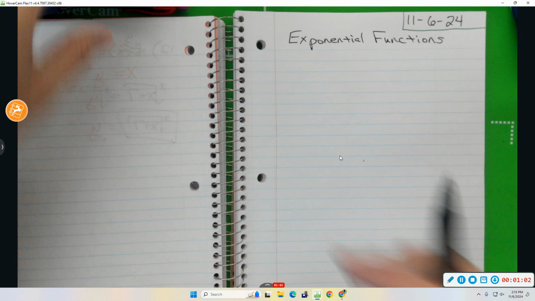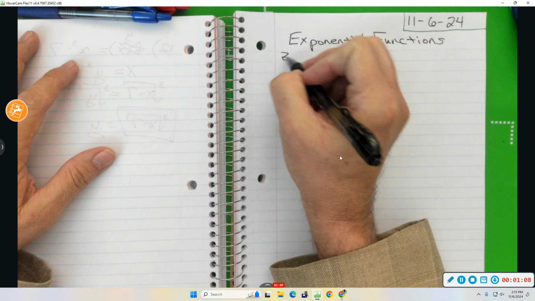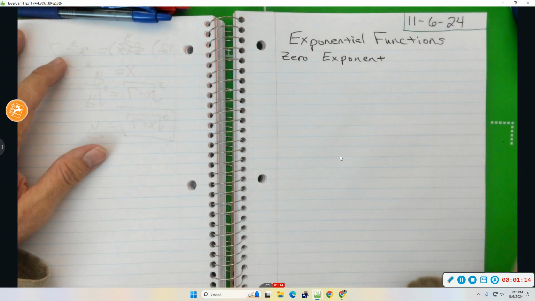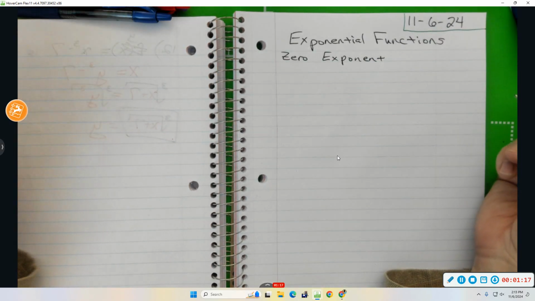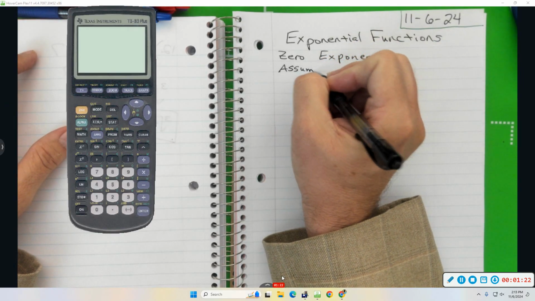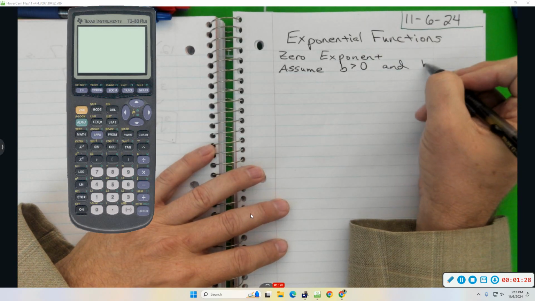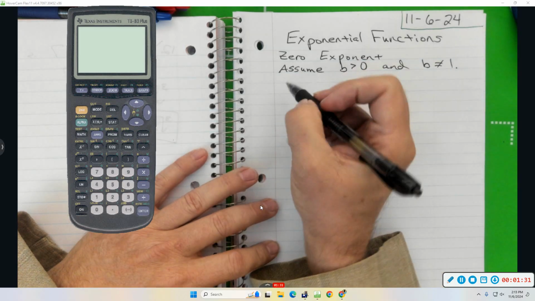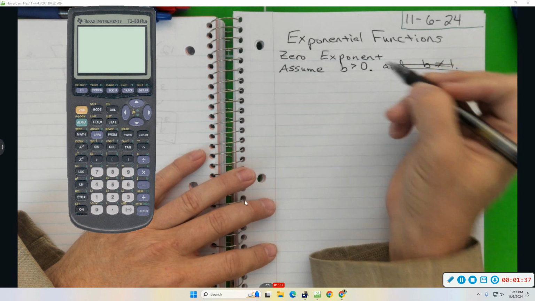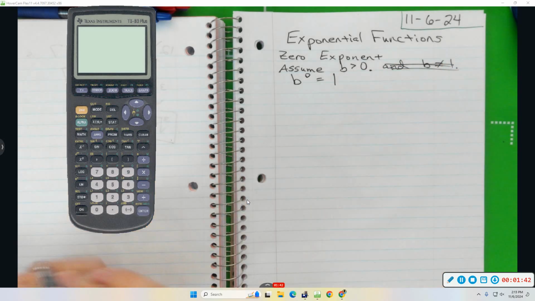And here we go. I'm going to start off by defining a zero exponent. At this point, I'm going to be using the letter B for the base of an exponent a lot. Whenever you see my letter B, assume that B is a positive number and that B doesn't equal 1. I guess it could be 1 in this case. Still, 1 to any power is 1, so B to the 0 is defined to equal 1.